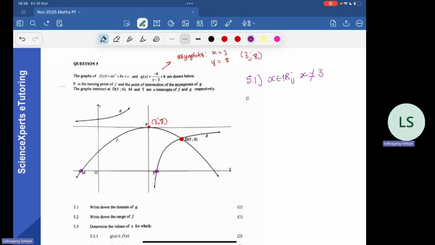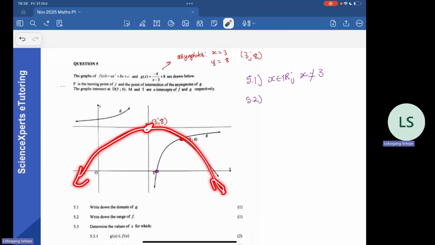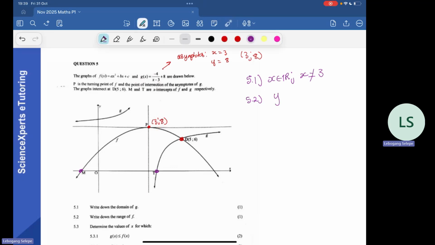So 5.2, write down the range of f. So the range of f is what? It's the vertical existence. As you can see, the graph is existing from here going down and down, right? So from this value going down, the graph is existing. But if I go up, you see this graph does not exist if I go above that point. So the graph exists from this y value moving down. So y is less than or equal to 8. So that would be the range.